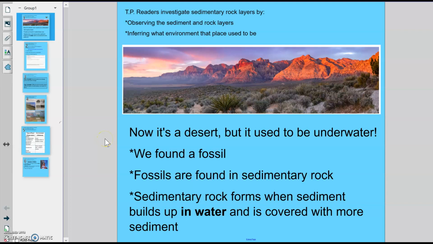Welcome back to science. We are continuing to study Desert Rocks National Park and what its environment used to be in the past. We know that now it's a desert, but a long time ago it used to be underwater. We know that because we found a fossil. Fossils are found in sedimentary rock, and sedimentary rock can only form when sediment builds up in water and is covered with more sediment.